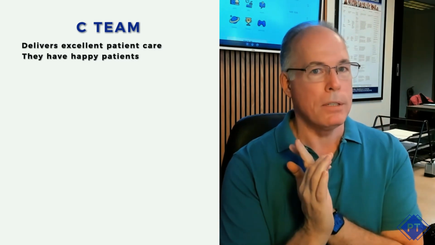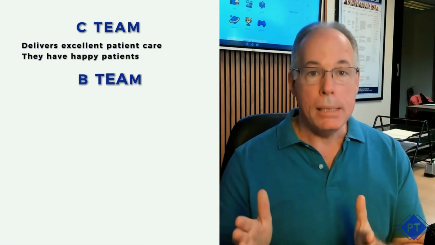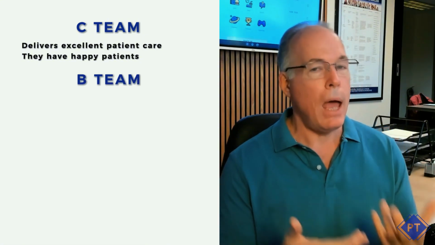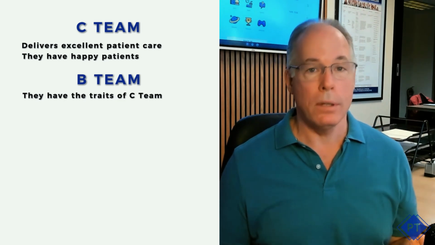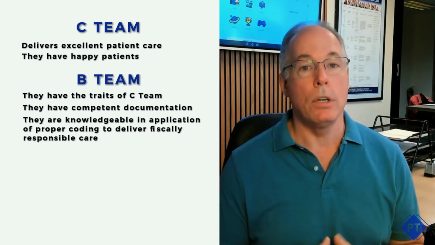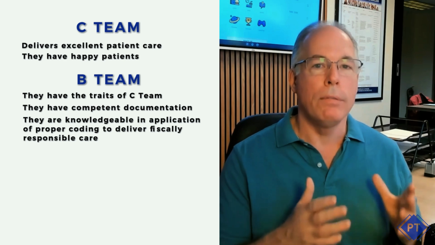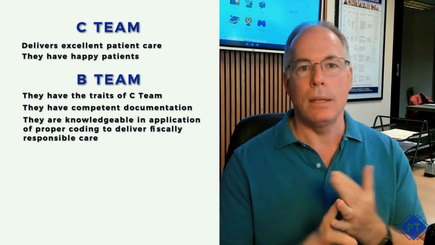So now I want to define the A team, the B team, and the C team players. Here's your C team. Now, some people think this is the A team. They deliver excellent patient care and they have happy patients. If that's all they really put out for you, they are a C team player. A B team player is a little bit better. They have the traits of the C team. They have happy patients and they deliver excellent care, but they also have competent documentation and the knowledgeable application of proper coding so they can deliver fiscally responsible care. So the B team is competent on documentation and they smartly code.